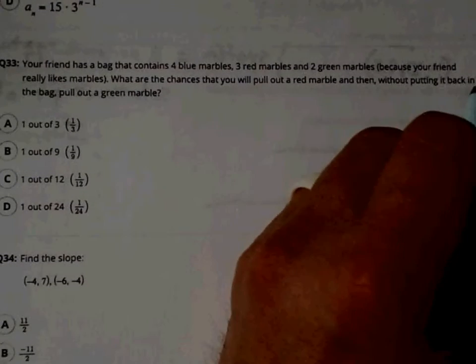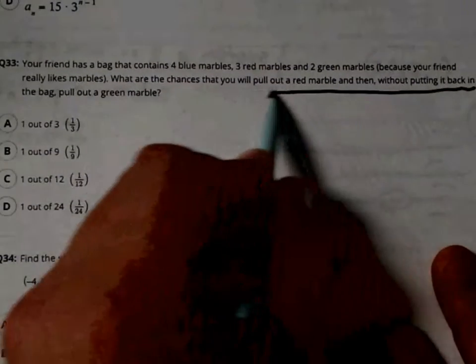All right. So this one right here gives us a scenario for probability. Okay, a scenario for probability. So we're going to go through it as a word problem, and first identify the question, which is the last sentence of the passage. And there it is. What are the chances if you pull a red marble?